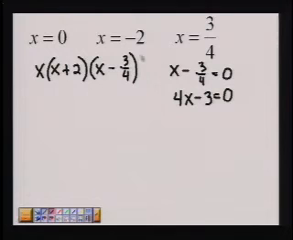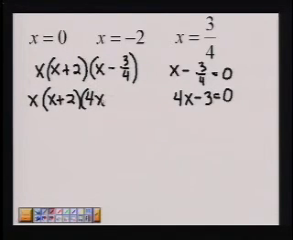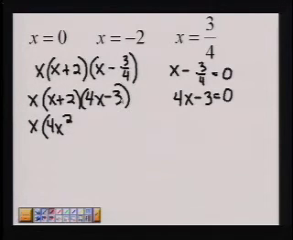So what we can do whenever we have a fraction is we can convert it this way before we start. So I have x times x plus 2 times 4x minus 3. So I've cleared the fractions before I start, and it saves a little trouble later. So we'll bring down that x, and we'll multiply these two together. X times 4x is 4x squared. X times minus 3 is minus 3x. 2 times 4x is plus 8x. 2 times negative 3 is minus 6.